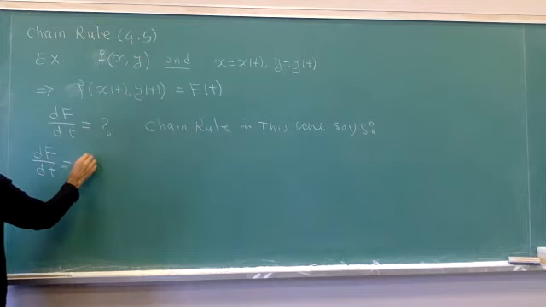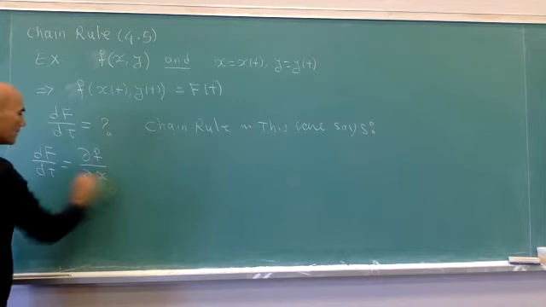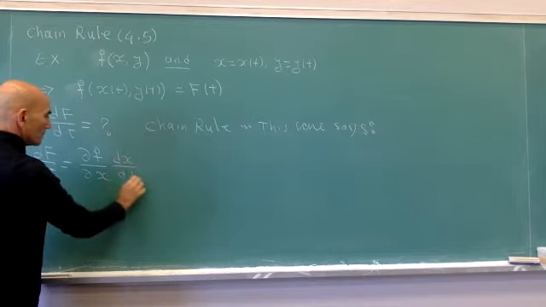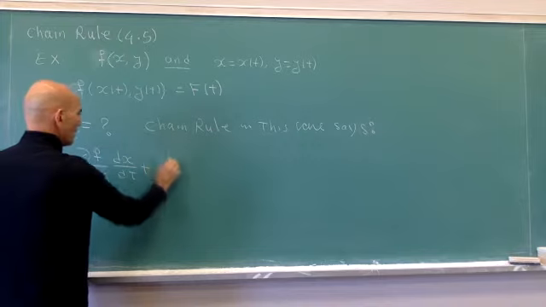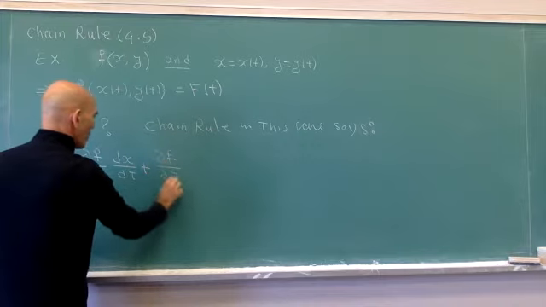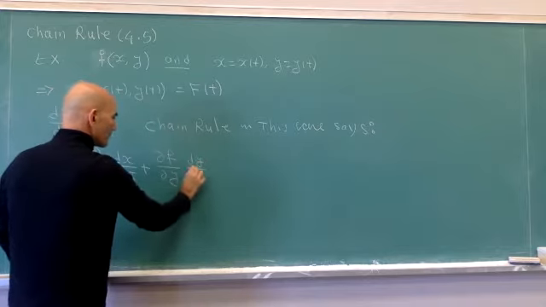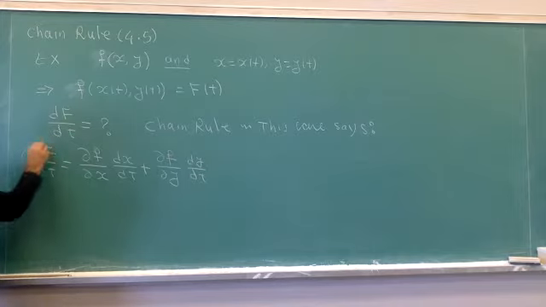So let me write it like this. So this is partial of f, and this is little f, with respect to x, dx dt, plus partial of f with respect to y, and then dy dt. This is the chain rule that we are going to use in this case, is this rule.